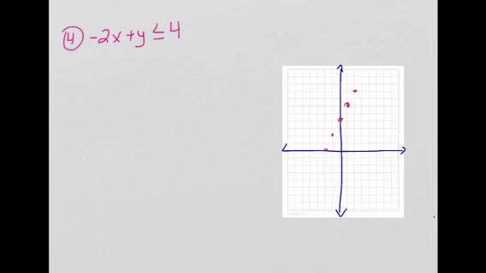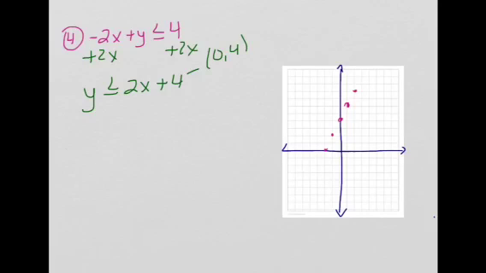The next equation to graph, we need to solve for y. So we're going to go ahead and zero pair out our 2x. This is going to be y is less than or equal to 2x plus 4. We find our starting point, which is going to be 0, 4. And then we're going to use our slope, which is 2 over 1, to get our 5 points. Now once we have our 5 points, we have to look at the inequality. The inequality is less than or equal to. So that means because it is equal to, we're going to have a solid line, and less than is going to be all the values below that line.